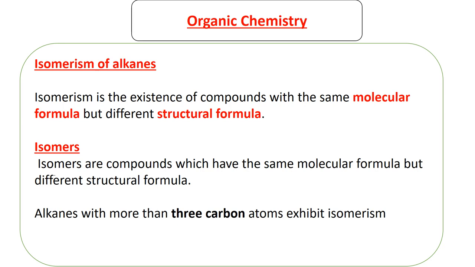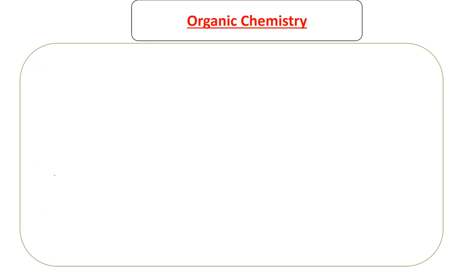Alkanes with more than 3 carbon atoms exhibit isomerism. So methane does not exhibit isomerism. Ethane does not exhibit, but after that, propane going upwards, that is more than 3 carbon atoms, we see some isomerism, as you're going to see. So what we're going to learn is how to name isomers.